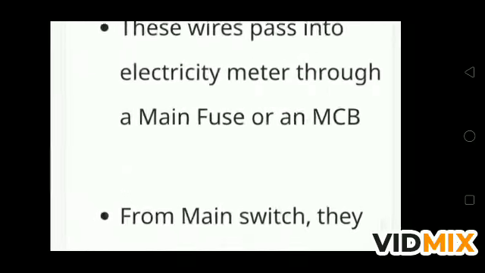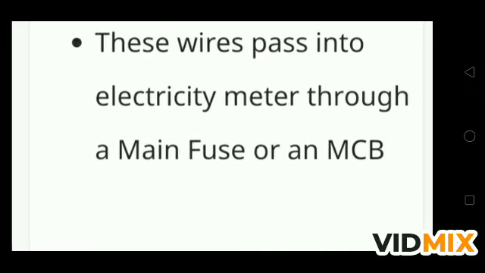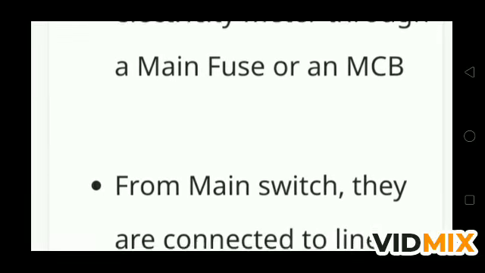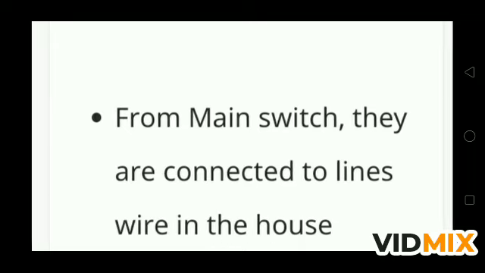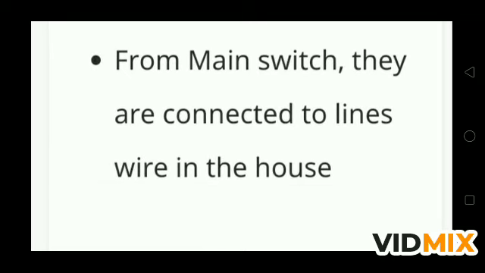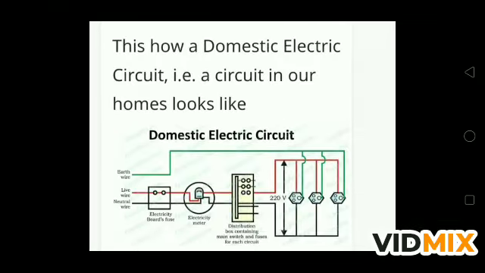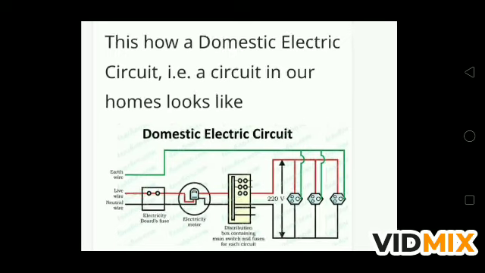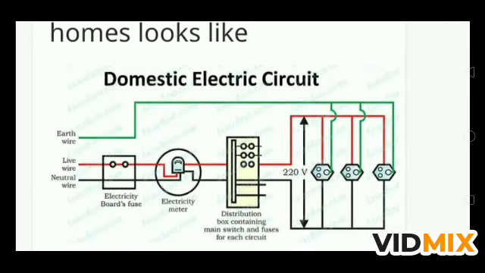These wires pass into the electricity meter through a main fuse or MCB. From the main switch they are connected to the line wires in the house. Now this is the domestic electric circuit in our house.